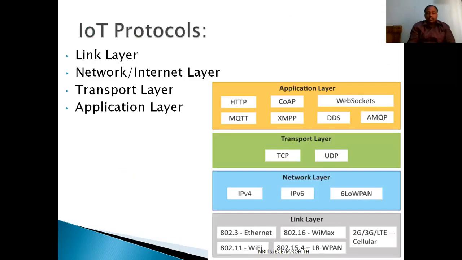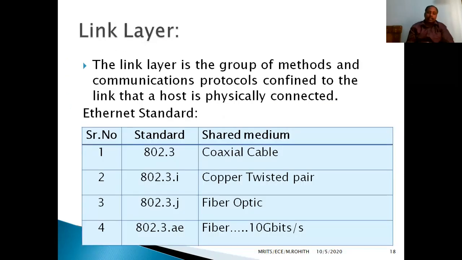So guys, I feel like using this one particular IoT device application, you have understood what these four layers are for, and how each layer individually has different protocols. What exactly is an IoT protocol, right? So by this I can say that this is all about the IoT protocol and how we can execute it, and what the major reason and purpose of each layer is. Now let us know each layer in brief. So the link layer is a group of methods or communication protocols confined to the link that a host is physically connected to.